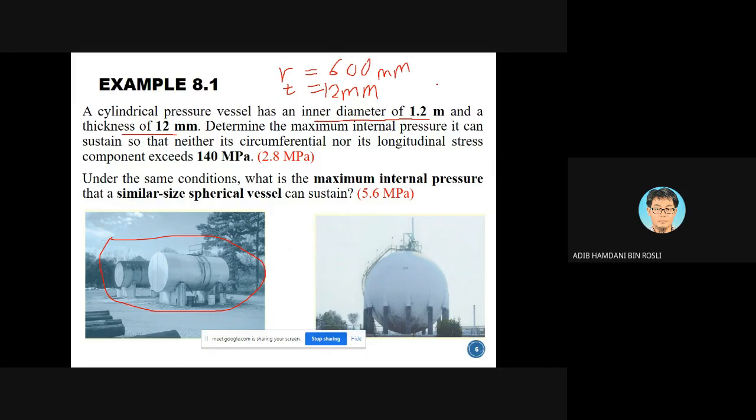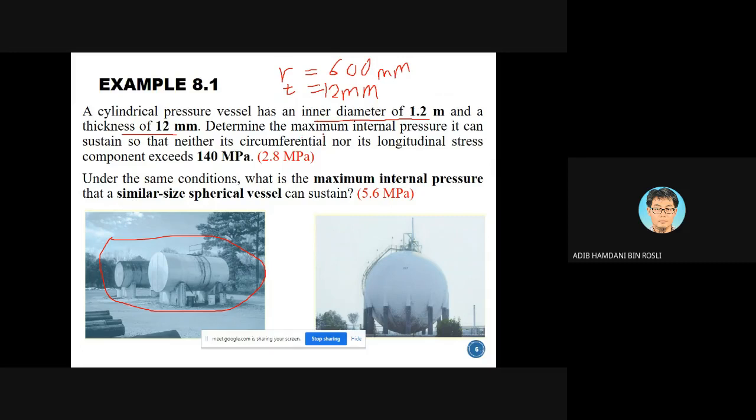You can start calculating actually. This 600 over 12, the ratio is like 50, right? Can you see? Can you imagine now? If you have a certain pressure inside, the stress developed in the longitudinal or the hoop directions will be at least 50, 25 and 50, respectively, right, from the pressure itself, right?